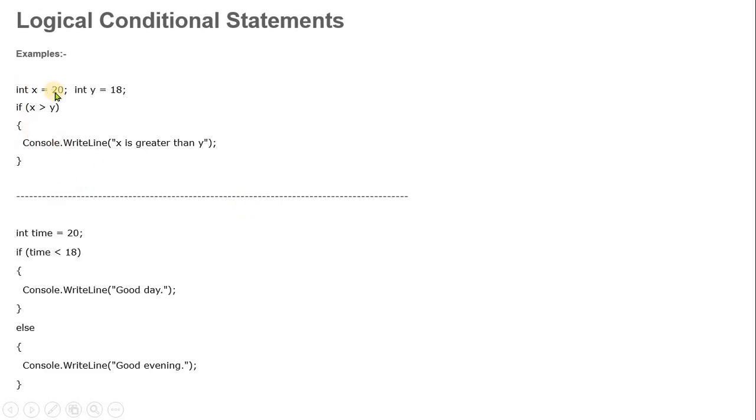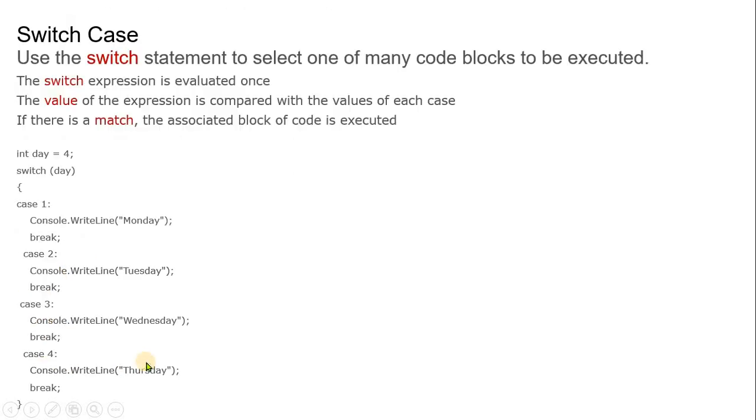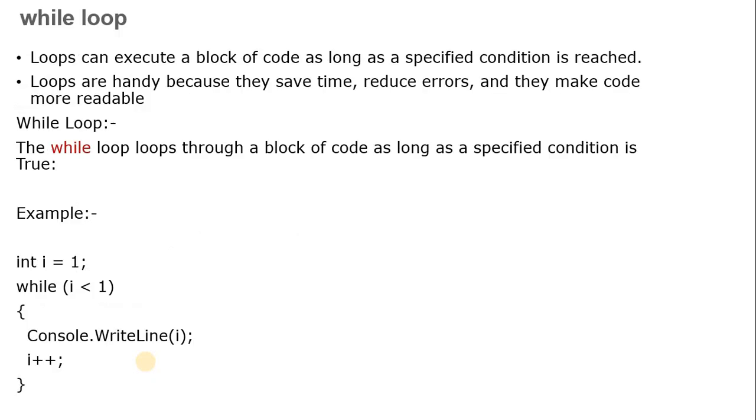So, if x is equal to 20, y is equal to 18, we put Console.WriteLine. In UiPath I'll put it as a message box. This is the C# code. Here also, 20 is not less than 18, so this will execute, right. Switch case, we will see later on.